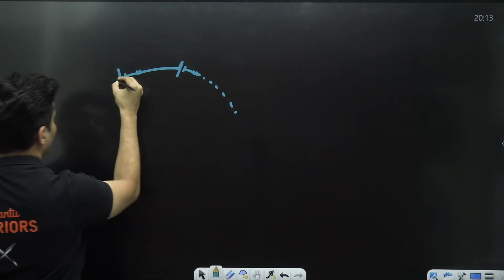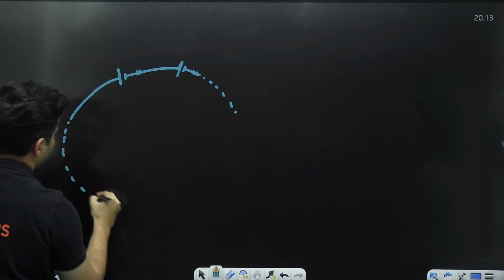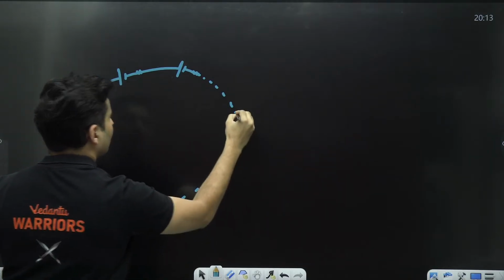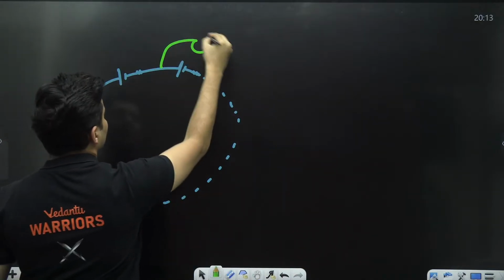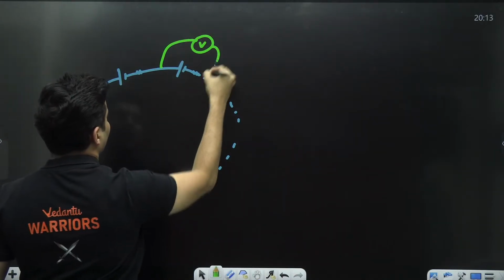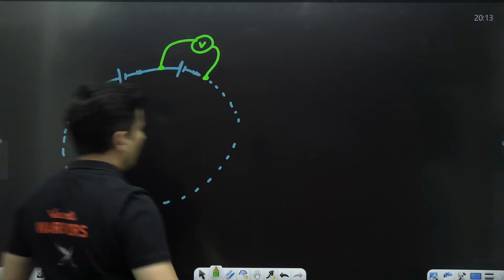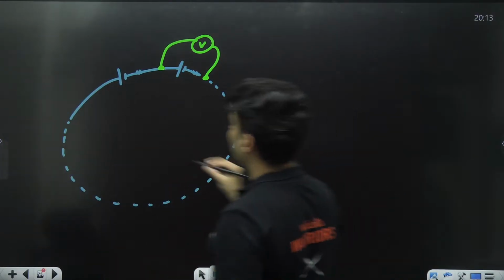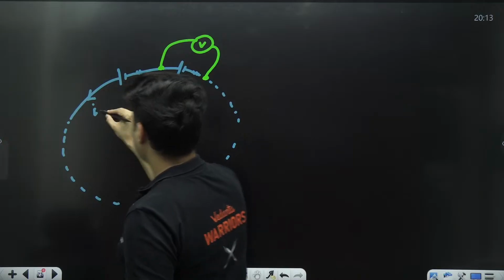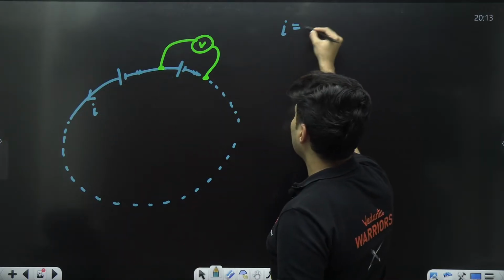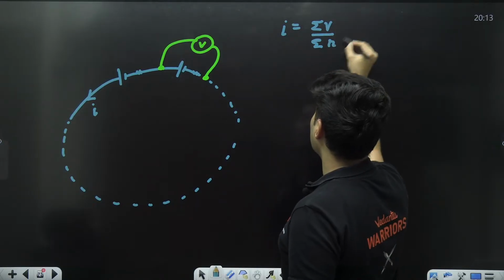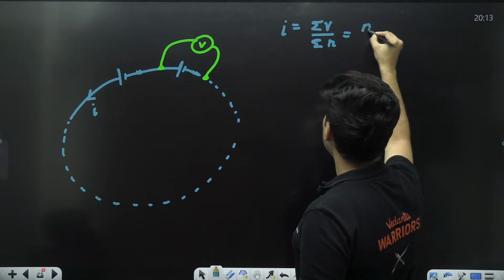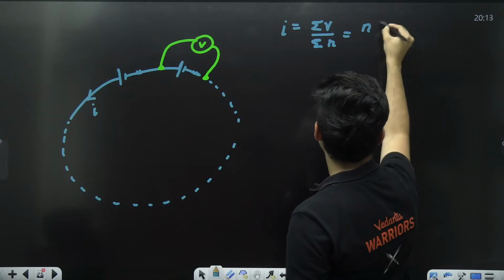like that, no matter how many such batteries you keep, and if you are ending up measuring the voltage across any one such battery, what you should do is, first of all, find the current in the circuit. What is the current in the circuit? The current in the circuit is the total voltage upon the total resistance. Total voltage will be N times E.